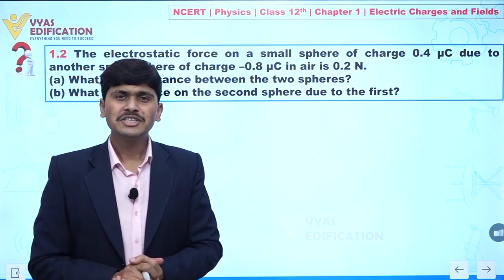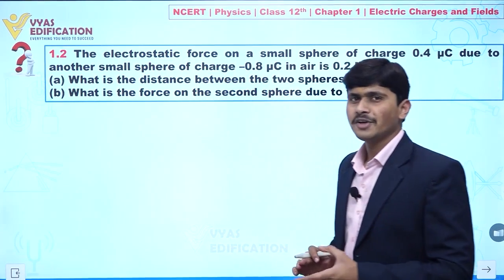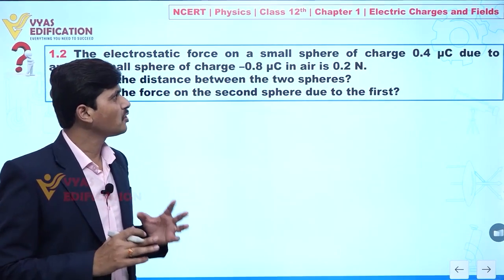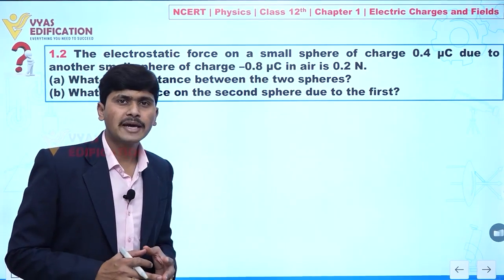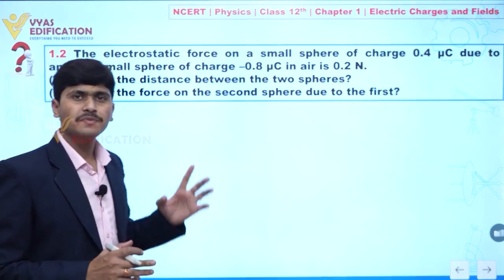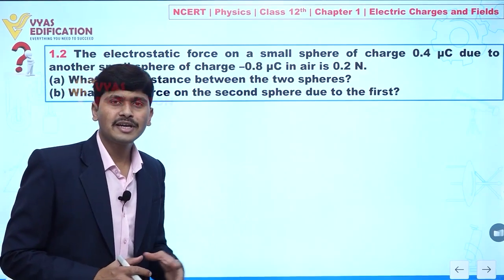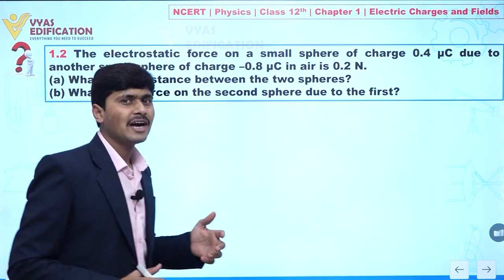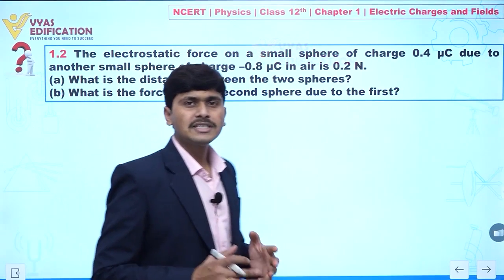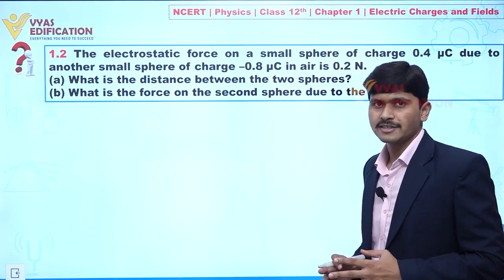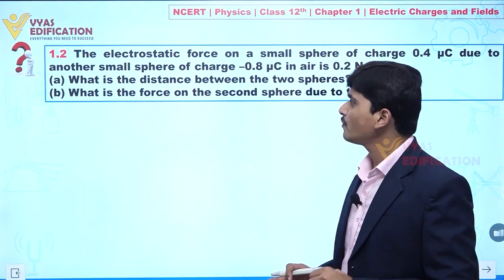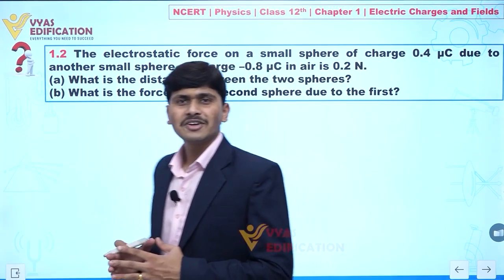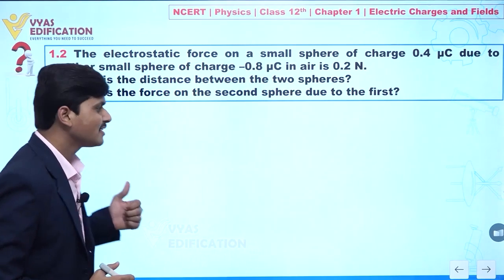Clear to everyone? Now dear students, we are going to discuss question number 1.2. In this question it is given that the electrostatic force on a small sphere of charge 0.4 microcoulomb due to another small sphere of charge minus 0.8 microcoulomb in air is 0.2 Newton. Now we have two questions. Number one, what is the distance between the two spheres? Second objective, what is the force on the second sphere due to the first? Clear? So now we are going to solve this question. Concentrate on the screen.